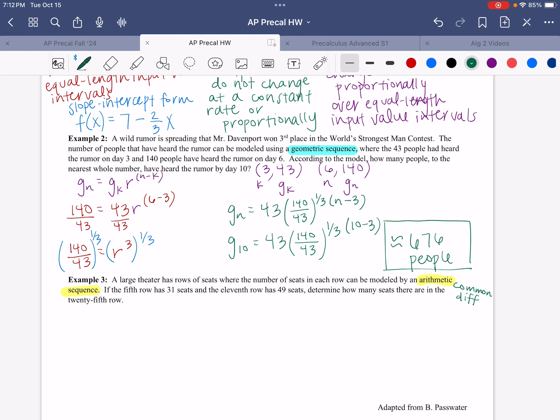So not as exciting as Mr. Davenport winning the third place finish in the World's Strongest Man contest, but we can definitely apply our same knowledge and work with arithmetic sequences here in this word problem.